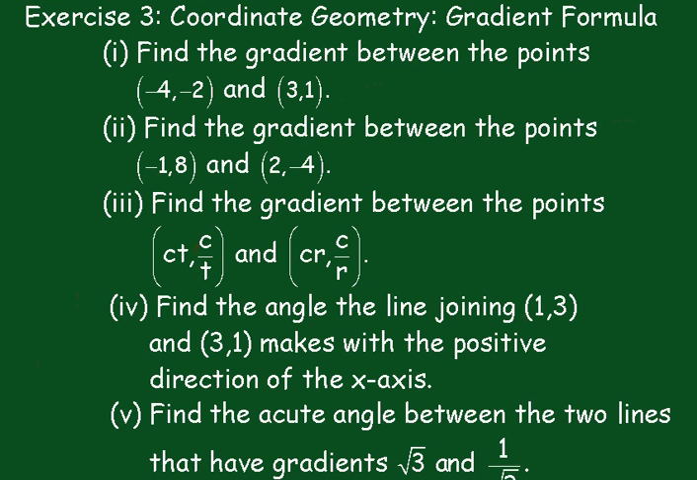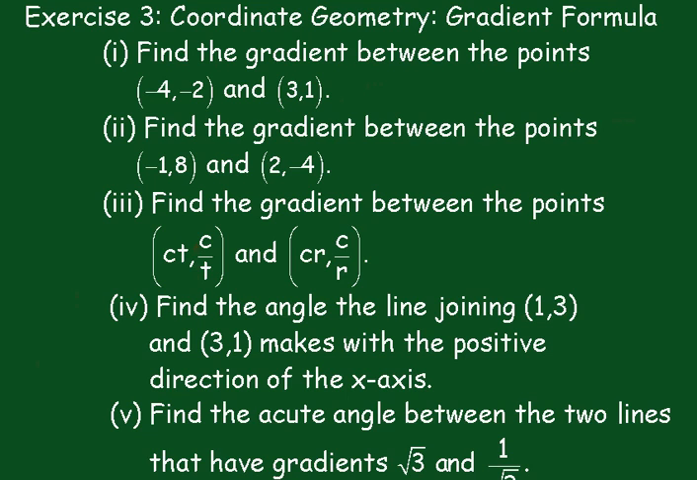Exercise 3, coordinate geometry, gradient formula. So there's 5 questions for you to have a go at here. First one is find the gradient between the points -4, -2 and 3, 1. Number 2, find the gradient between the points -1, 8 and 2, -4. Harder one, find the gradient between the points CT, C over T and CR, C over R.